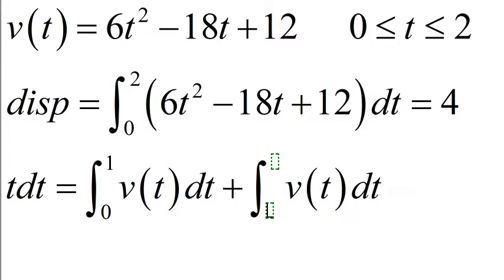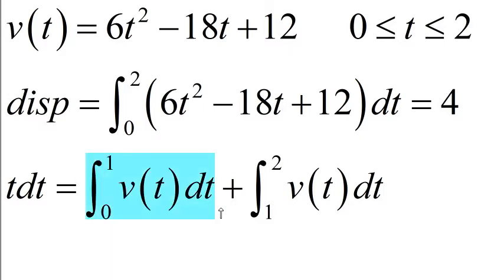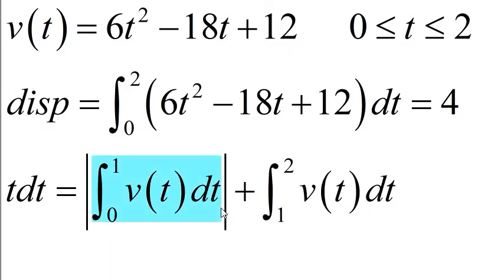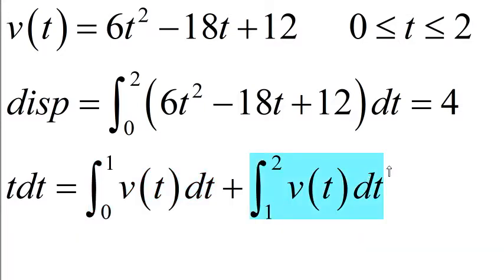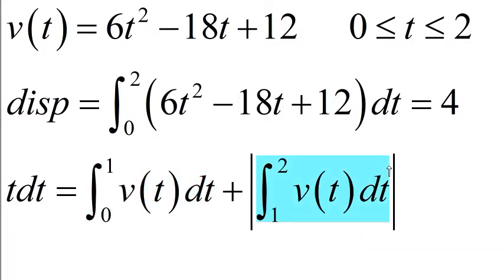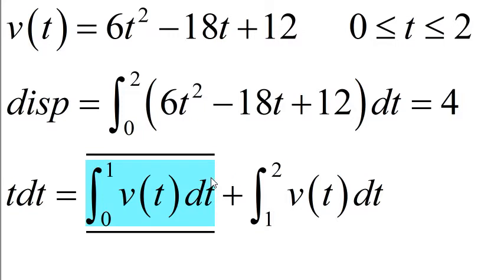So you guys tell me, is this right? Nope, absolute value signs, because it'll be negative and it'll cancel out. You can do it on both, it doesn't really matter.